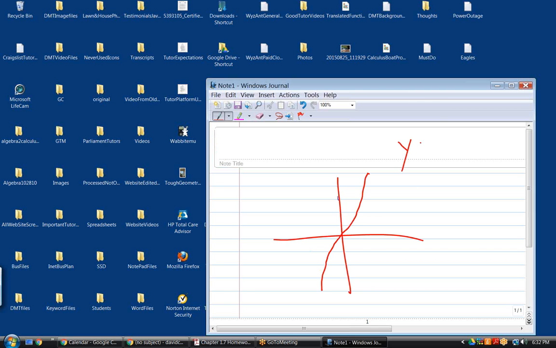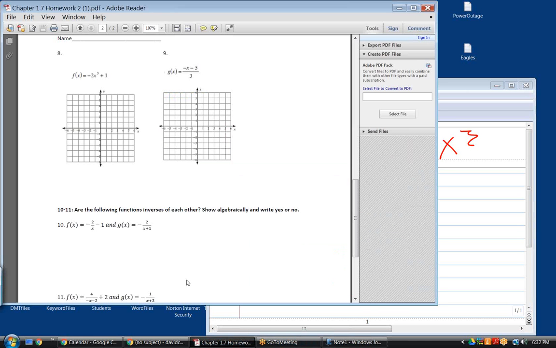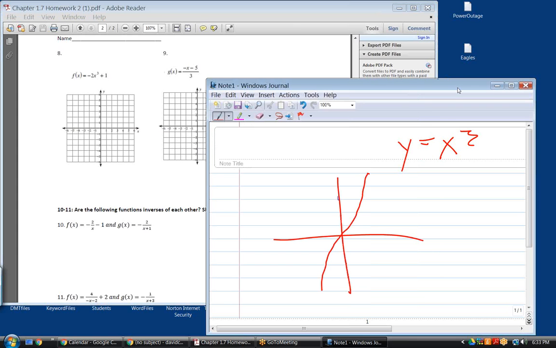That's y equal x cubed. And on 8, it's y equal minus 2x cubed plus 1. So we have a vertical shift of plus 1. We have a reflection over the x-axis because of the negative sign. And we have a vertical stretch factor of 2.